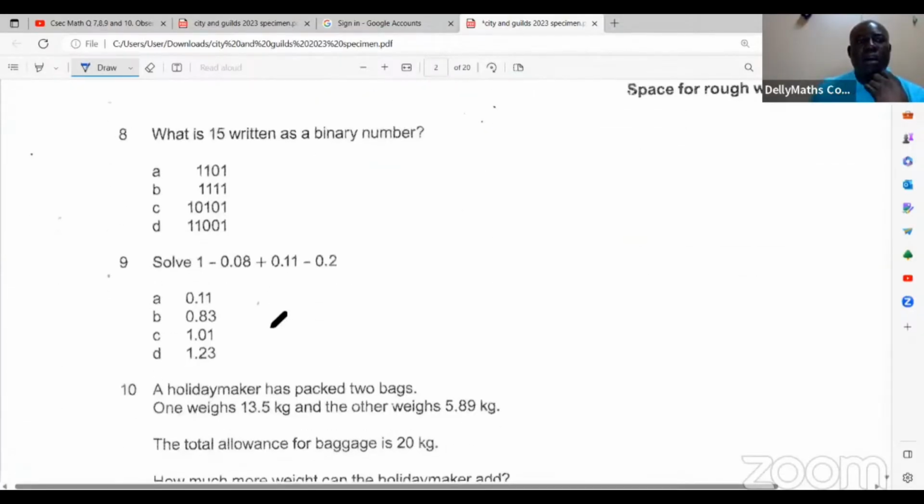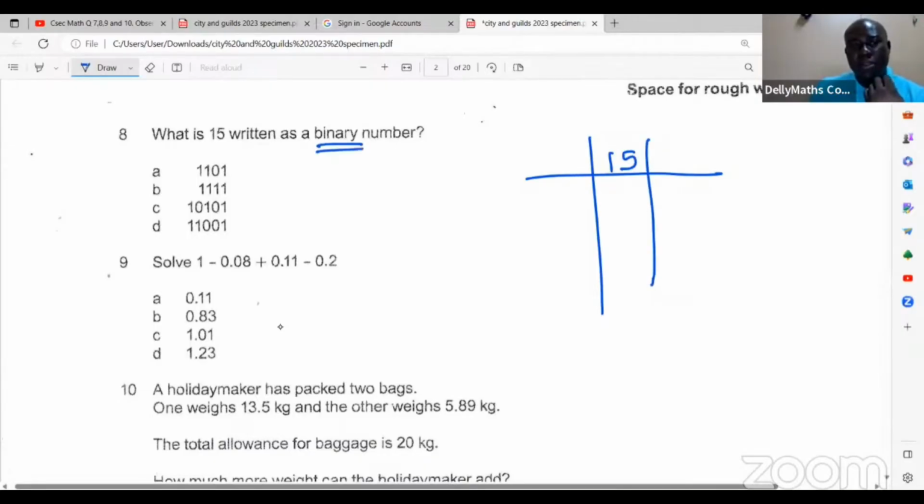What is 15 written in binary? If you're going to write any number in binary, what you want to do is take that number and divide by the base, which is going to be base 2. All right, so you're going to keep the remainder. So 2 into 15 is 7 times, and the remainder is 1.